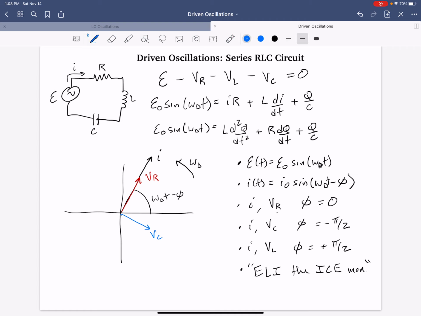Let's do the inductor next. I'll do that in green. Looking down at ELI, the voltage for the inductor is in front of the current. It leads it. So that means that it's over here. Now, I'm drawing these at different amplitudes for a reason which will become apparent shortly. So that's VL. Also a difference of 90 degrees. I think I have everything, so let's copy this down.